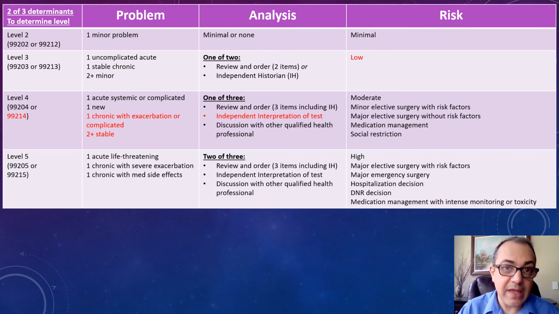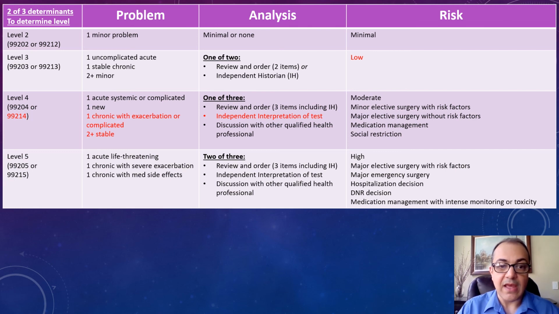Now, let's see here another variation of this same visit. Let's say that he did not give a corticosteroid injection in the joint, and he did not talk about medications at all. Let's say that there were the same problems that the patient presented with, and that he did the analysis and did the independent interpretation of the test. He did get the x-ray, he reviewed it directly. Just by having those 2 columns at level 4, even with the risk being at low risk, he still gets the level 4 of the visit.